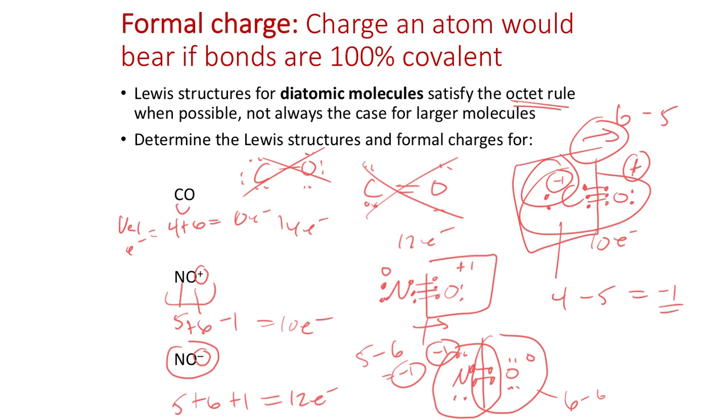If you notice, the sum of the formal charges should go to the charge of the ion. So -1 plus 0 goes to the overall charge here of -1. So just like oxidation numbers sum up to the charge on the molecular ion, the same thing here. The sum of the formal charges should sum up to the total charge on the molecular ion.